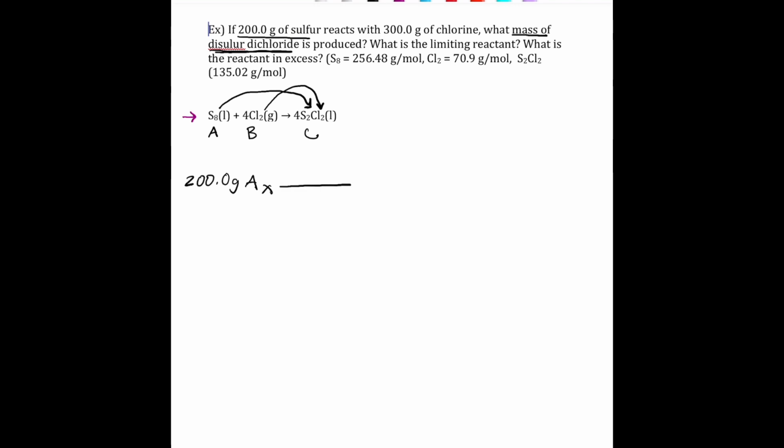So first we're going to have to use our molar mass, so grams of A into moles of A. Then we're going to use our mole ratio, where moles of A is on bottom and moles of C is on top, since we're wanting to find the amount of product. Then we're going to do molar mass again, where we go from moles of C into grams of C. Now we can put our values in.